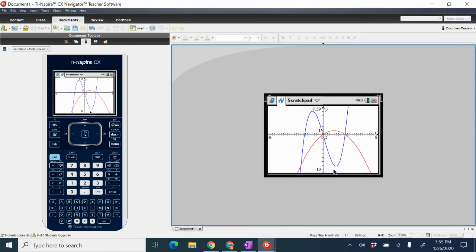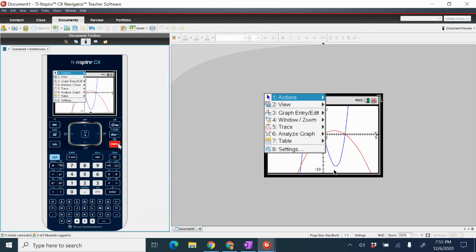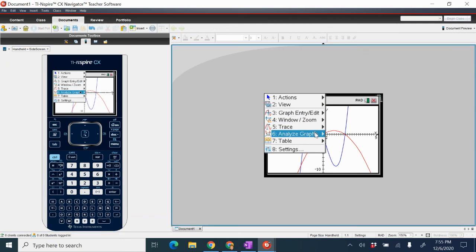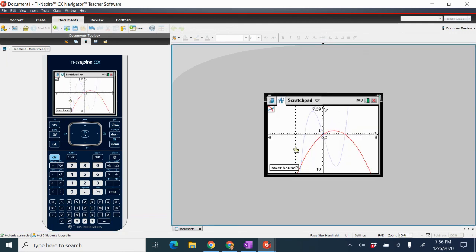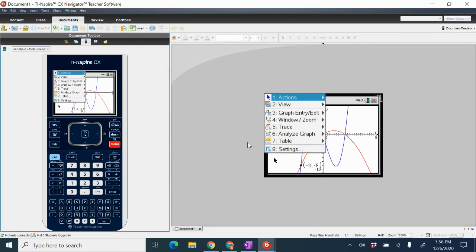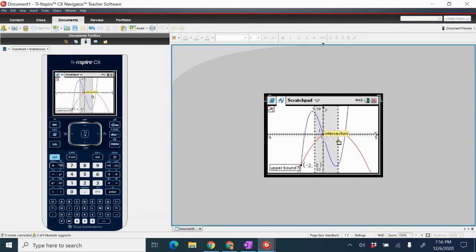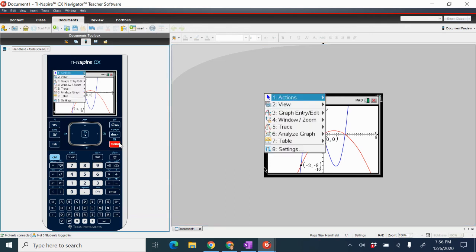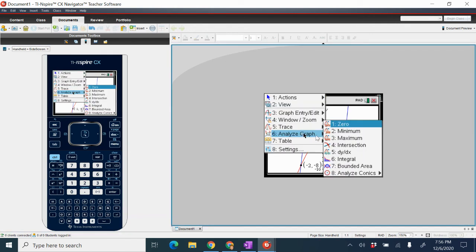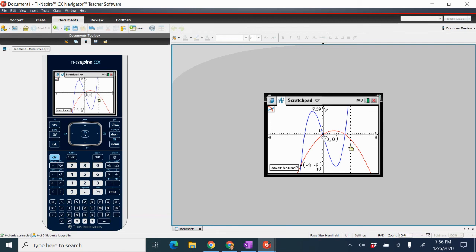So let's start by calculating our points of intersection. We're going to go menu, analyze graph, and intersection. I'm going to go from the left of it, drag it. Notice my intersection point came up, -2, 8. And then I'm going to go menu, analyze graph, intersection. I'm going to go from the left to the right. There's my intersection point. I'm going to do it one more time because I have 3 intersection points. Menu, analyze graph, intersection from the left to the right. So there's my 3 points that just popped up.